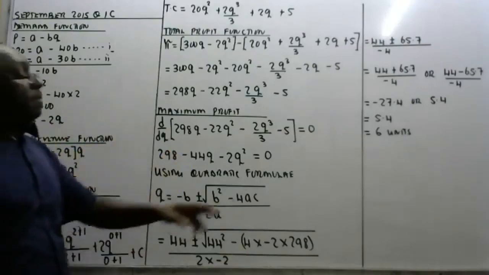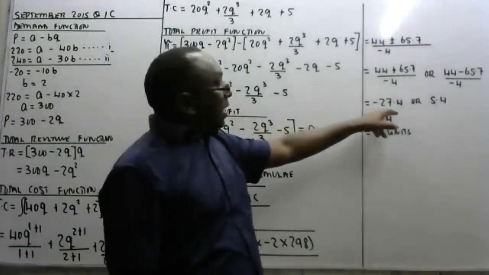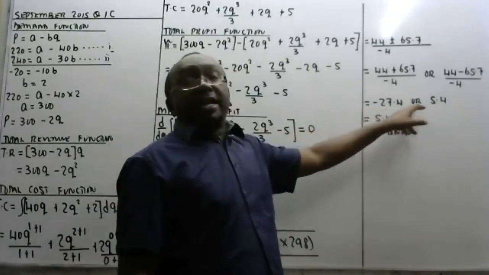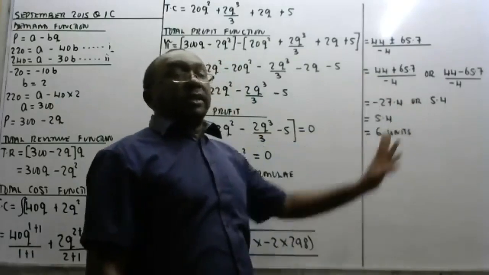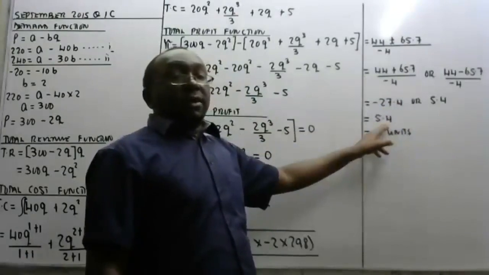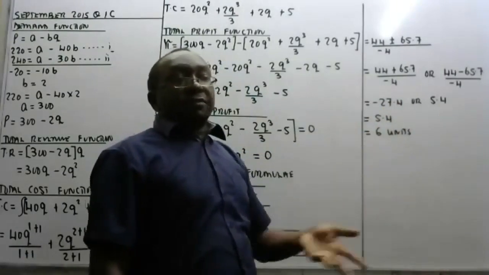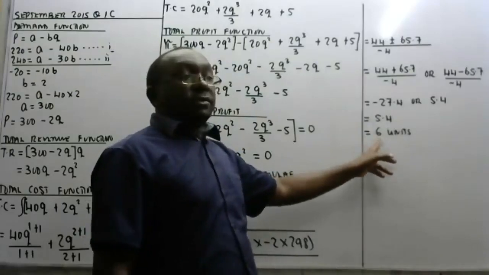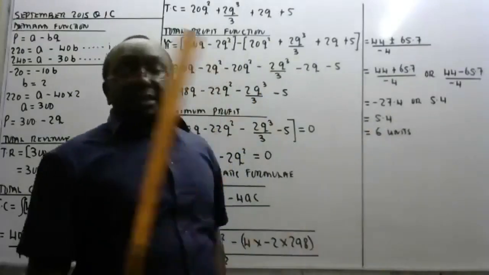So I was saying that now that this is negative and this is positive, you cannot have negative units. So you disregard this one and proceed with 5.4. But practically, remember this is a professional paper, it's not an academic paper. So you go for 6 units.